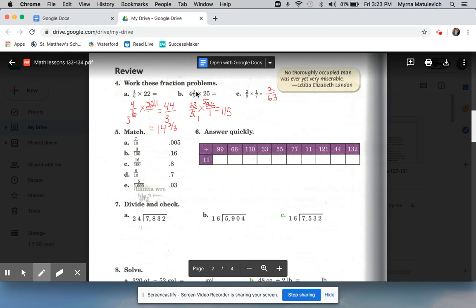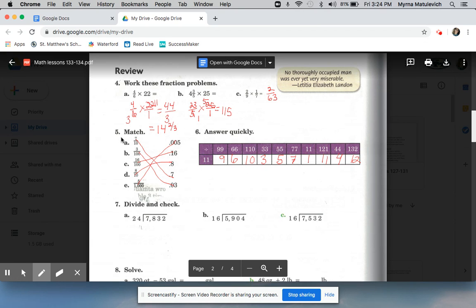I had to change this mixed number to an improper fraction, so I had 23 over 5 times 25 over 1, because any whole number over 1 is the same. Then I canceled. 5 divided by 5 is 1. 25 divided by 5 is 5. 23 times 5 is 115. 1 times 1 is 1. 115 over 1 is 115. 2 times 1 is 2, and 9 times 7 is 63.